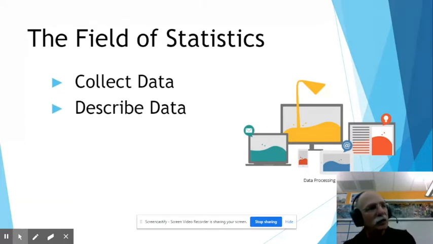Once you have that data, you actually have to be able to describe it. So you don't want to just plunk down a large table full of numbers. You need to find ways that you can describe the data that you've collected so that somebody looking at it can quickly get an idea of what it was you found.